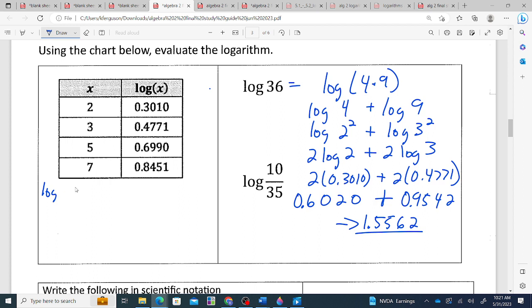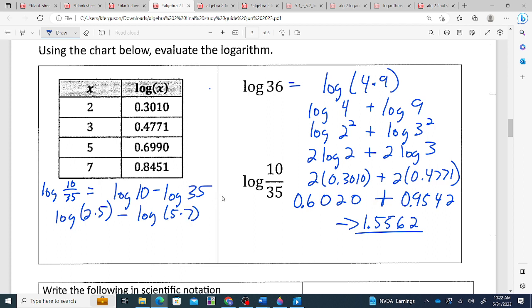So now I got the log of 10 over 35. That's a division problem, right? And division means I got a quotient, so I use the quotient rule. The quotient rule says I can make that the log of 10 minus the log of 35. Well, I look at my chart. I don't got 10 or 35, but I do got 2, 5, and 7. So I'm going to change this to the log of 2 times 5 minus the log of 5 times 7.